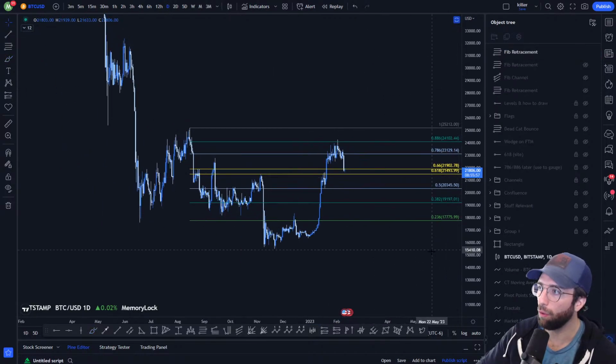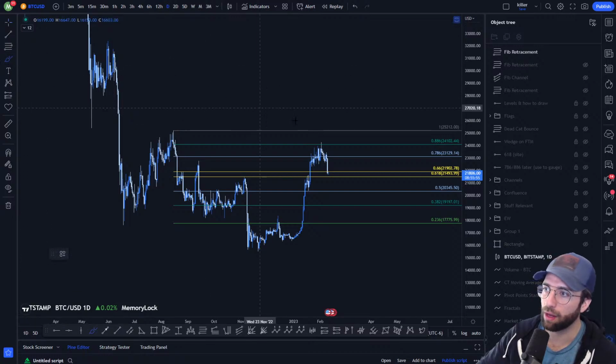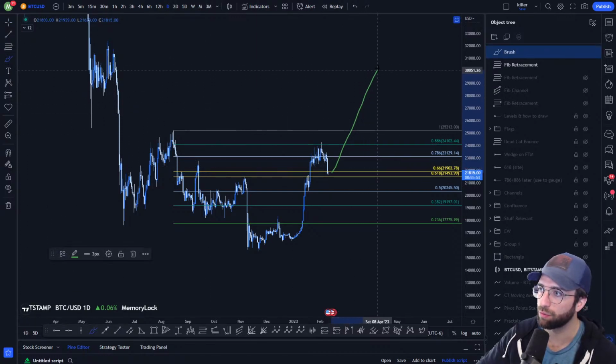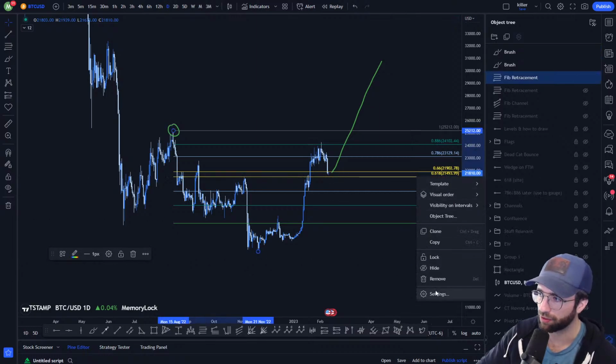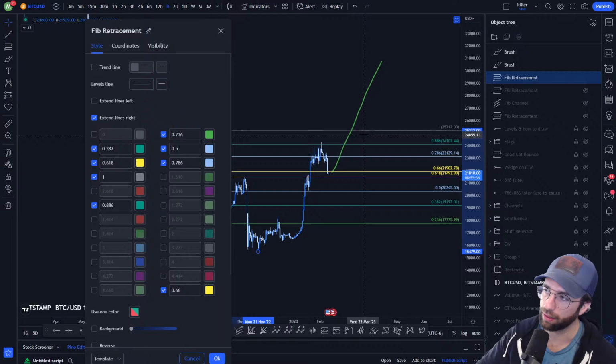Now you might be saying, well, okay, Memory Lock, what would we do if price were to break up above the 1-to-1 here, from the swing high that we started our pull from? What would we do then? This is where you can start to use the Fibonacci expansion. That's just a fancy way of saying you would expand beyond the 1 and keep going up higher.